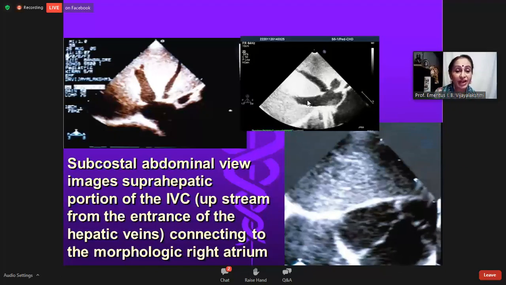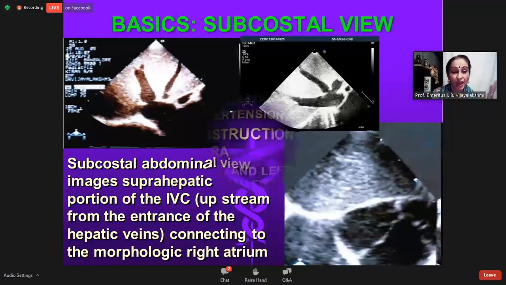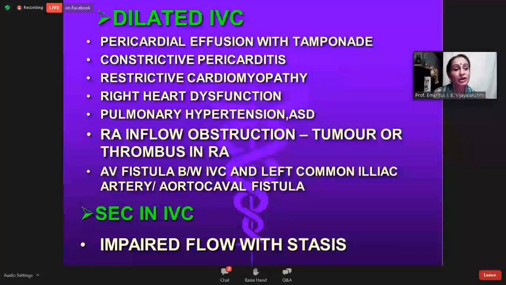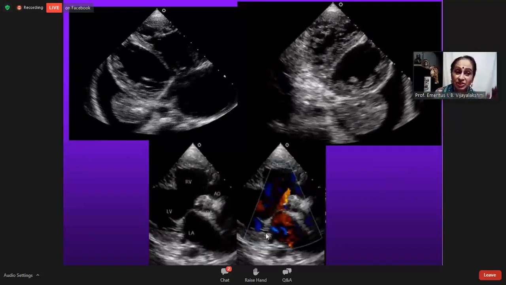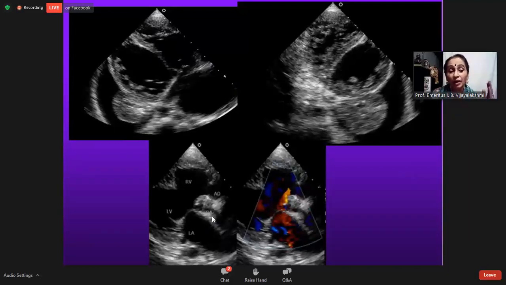Whenever the IVC is dilated and the SEC is there, we have to look for what is the cause for it. And the usual causes are pericardial effusion with tamponade, constrictive pericarditis, restrictive cardiomyopathy, right ventricular dysfunction, RA thrombus, and also aortoventricular or AV fistulas. Whenever the SEC is there, you must think of impaired flow with stasis or membrane obstruction. And you can see here that this patient was cyanotic and had a DORV.